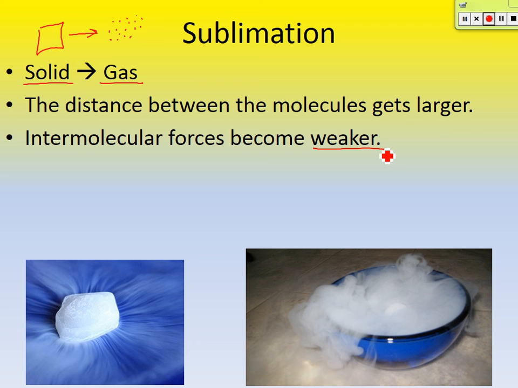Let's talk about heat flow for a second. If I have a solid here, does heat have to flow into it or out of it in order to make a gas? Yeah, heat is going to be flowing in because you've got to speed up these particles in here. It speeds them up, it makes them go faster, and the distance between them gets so large it can actually go to a gas.